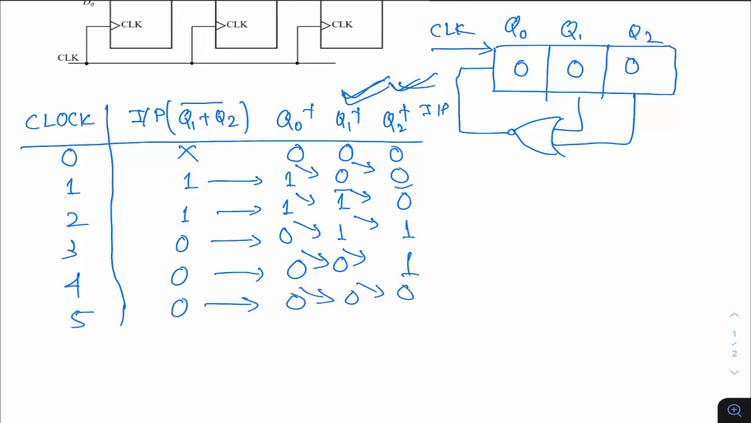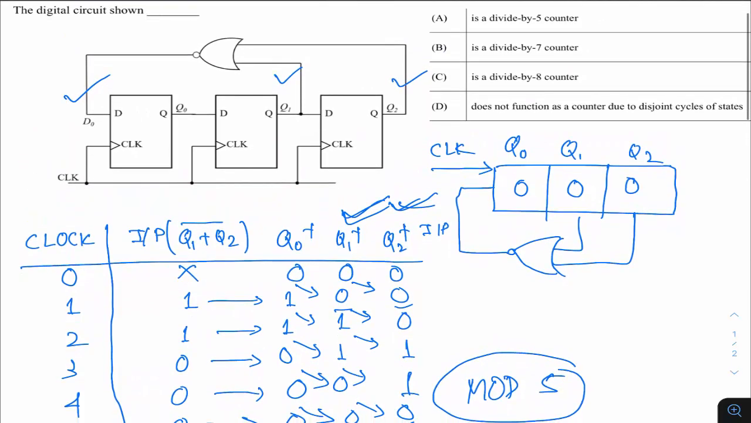That means if the initial state is 0 0 0, then on the fifth clock cycle again I am getting 0 0 0. That means to get back the initial state, 5 clocks are applied. That means it's a mod 5 counter. And if it is a mod 5 counter, then this will divide the clock frequency by 5. So you can say it is a divide by 5 counter, which is given in option A. So A is the right answer for this. Very straightforward and a repeated model question in the GATE exam.